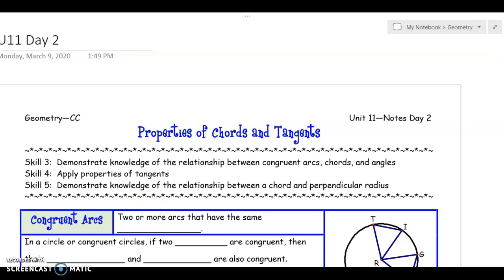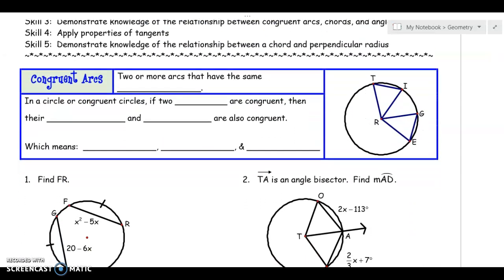I said at the beginning of this video that we weren't going to do most of these notes just because I don't think they're super important. I'd rather focus on what is important. But a couple things that I did want to focus on are this guy right here, congruent arcs. Congruent arcs, we know what those are. It's two or more arcs that have the same measure.